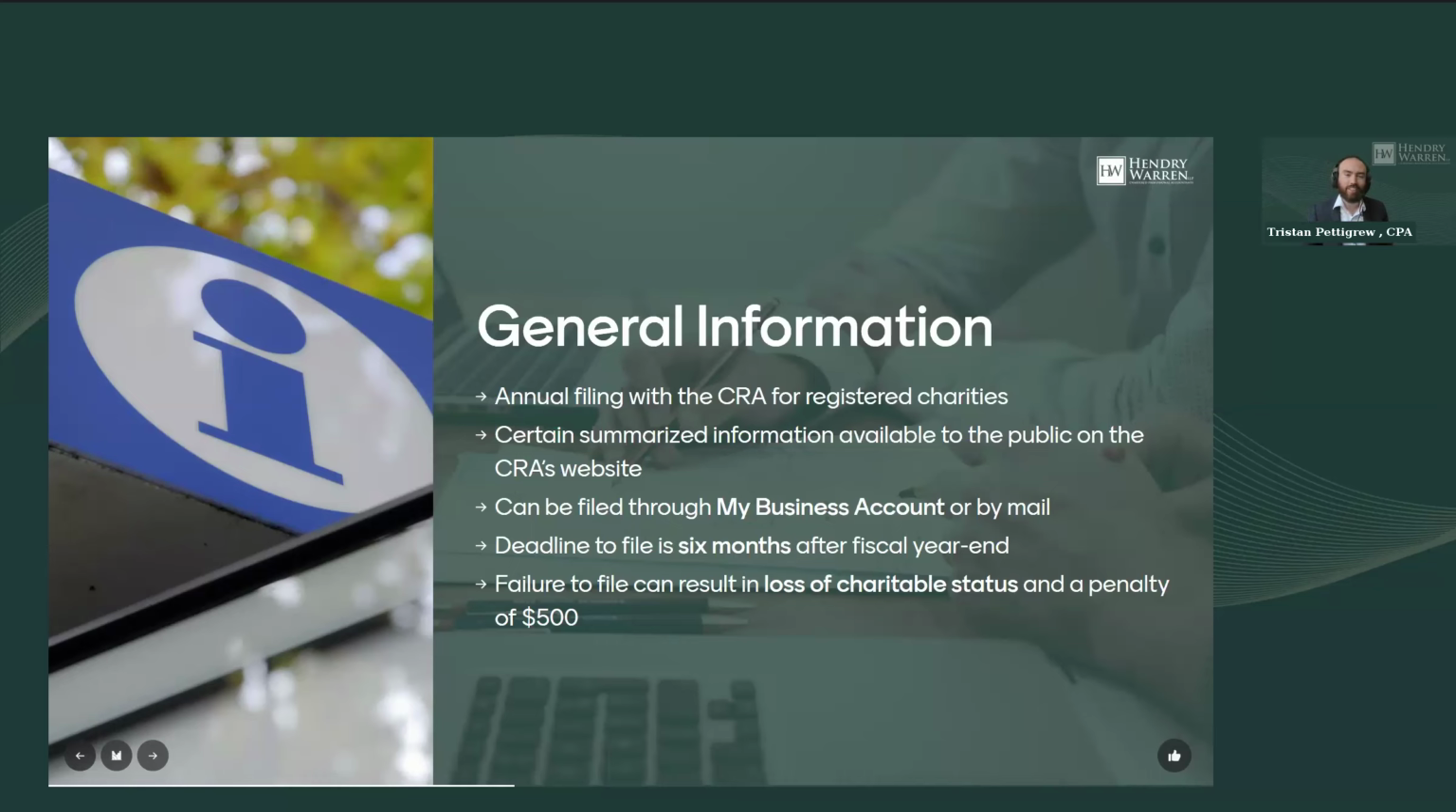As with all CRA filings, it is really important to have a good understanding of the deadline of when the T3010 needs to be filed. So in this case, it's 6 months after the charity's fiscal year end. So if, for example, your charity has a December 31st year end, the deadline to file the T3010 would be June 30th of the following year. Now, even though there's no tax to pay, it is important to file before the deadline because there are consequences for failing to file, including a loss of charitable status and a penalty of $500.